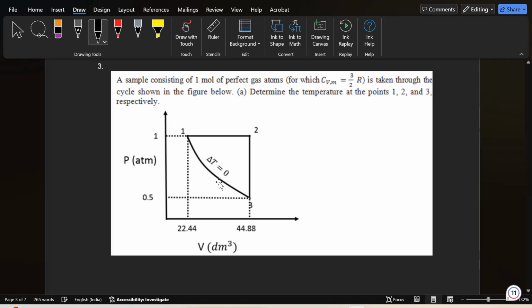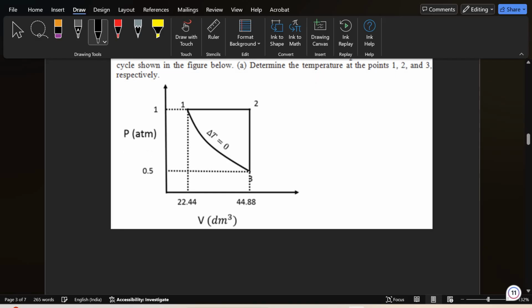Okay, so tell me what are the things we know from the graph. First let's summarize it. What are the things that are present? What is the pressure at point 1? One atmosphere, right? Okay. Pressure at point 2? See, where is point 2? Point 2 is here, again 1 atmosphere. What is the pressure at point 3? 0.5. Okay. So we have these three pressures.